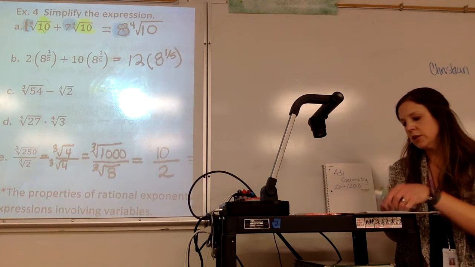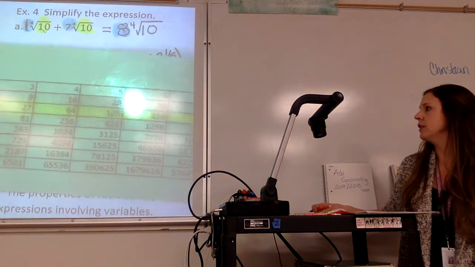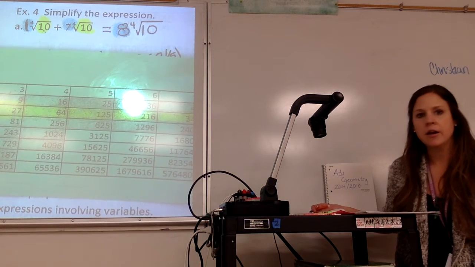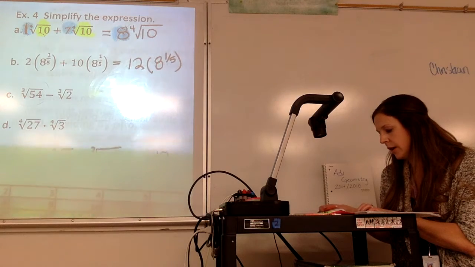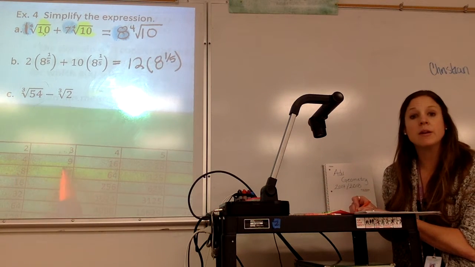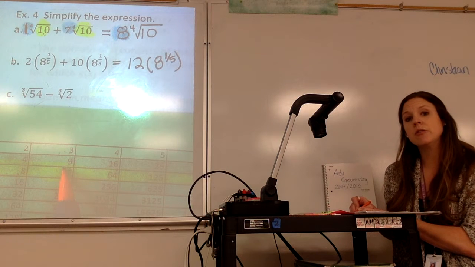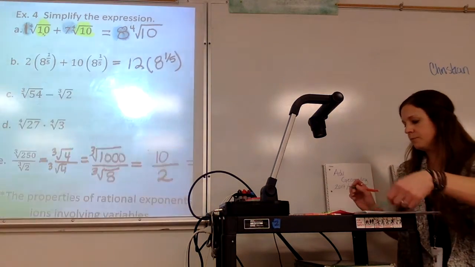So if you go to your green sheet, I've got my perfect cubes kind of highlighted in yellow there. So you want to find a cubed root that would come out of 54. So 8 won't work, 27 will work. So we're going to use 27. 27 has a cubed root of 3.